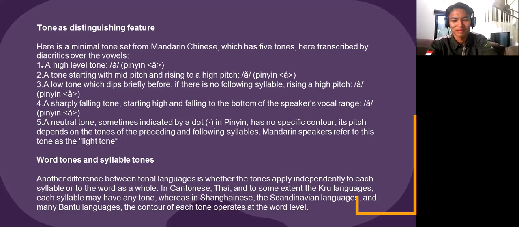The second is a tone starting with mid pitch and rising to high pitch.